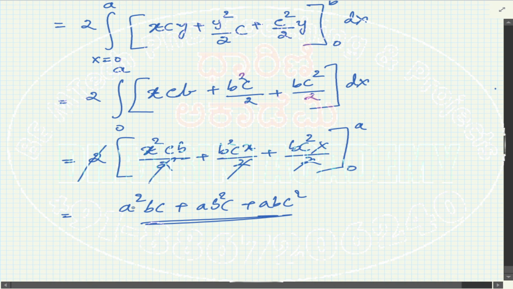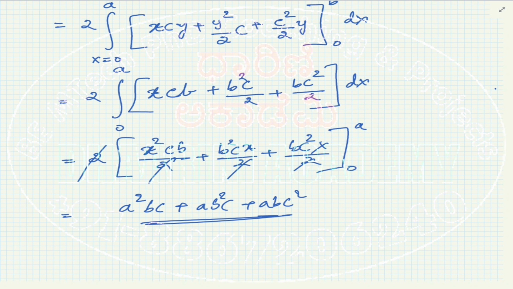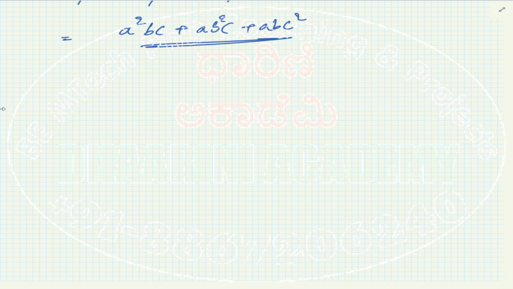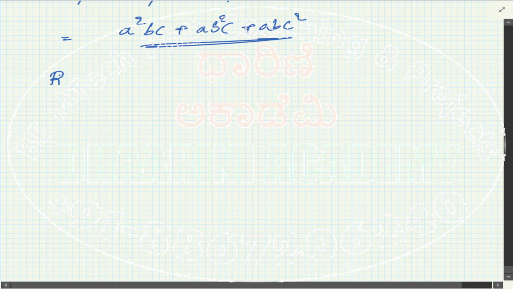Okay, so this is the answer that we are going to get. Next part, we have written the required answer only for the LHS. Now we have to write the right hand side. So this is the LHS, and we'll write the RHS as follows.